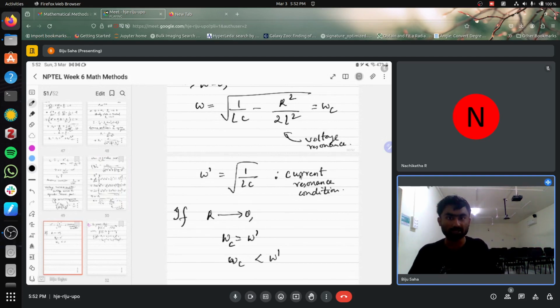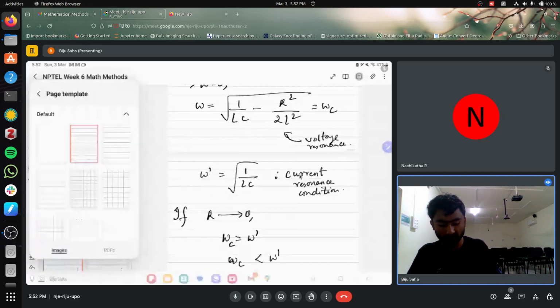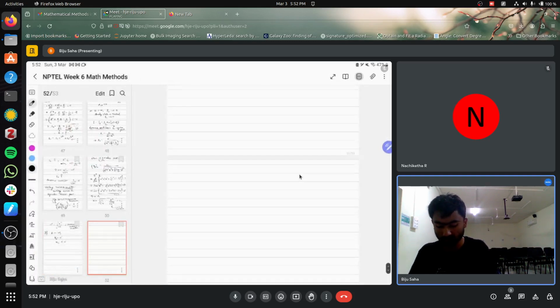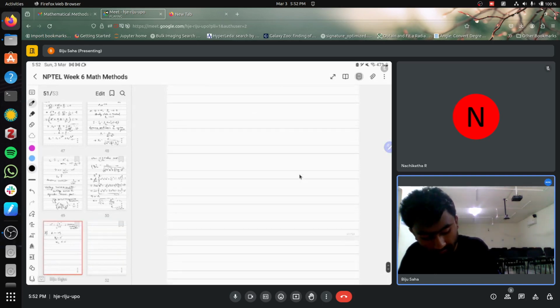So far we have discussed these two systems. One is a spring mass system and the other is this LCR circuit. So right now we can draw an analogy between them. Let me draw an analogy between them: one is the electrical circuit and the other is the mechanical system.